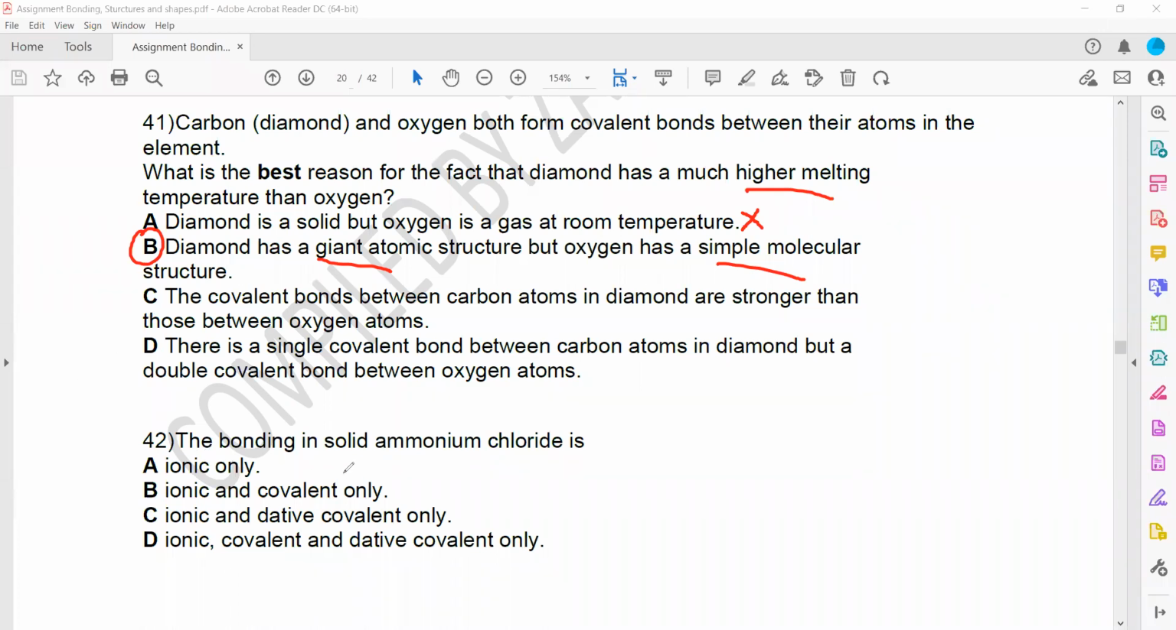Question 42. The bonding in solid ammonium chloride is... So first, we have to draw the structure of ammonium chloride. Ammonium ion means NH4 and chloride Cl. So how are the bonds formed in ammonium chloride? First we draw the ammonium ion. Look, this is ammonia, NH3.